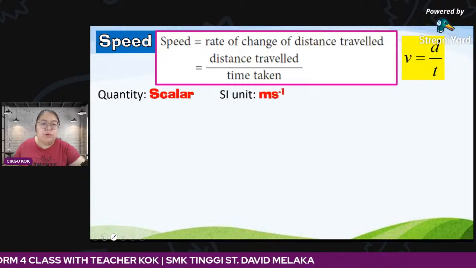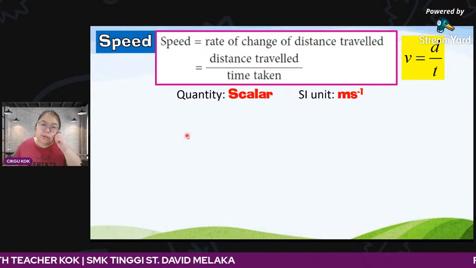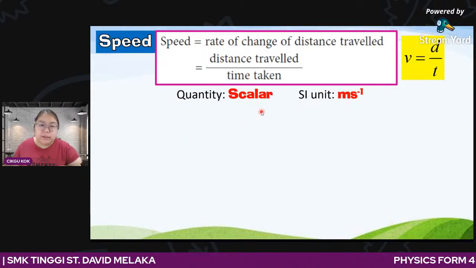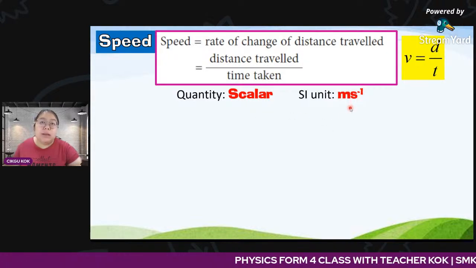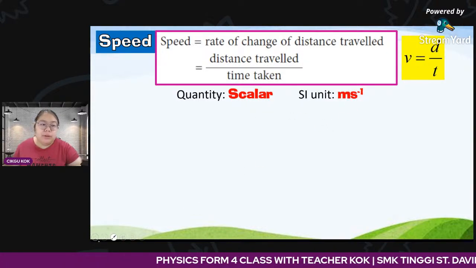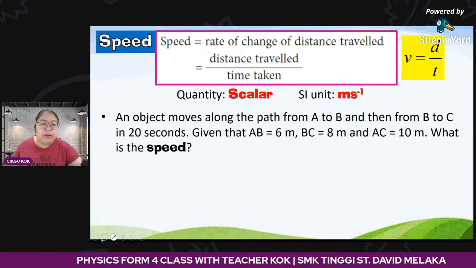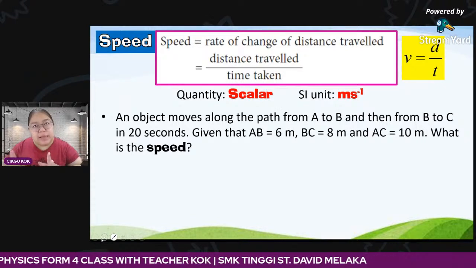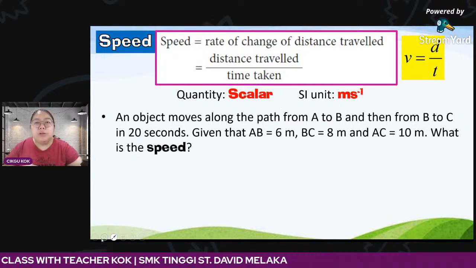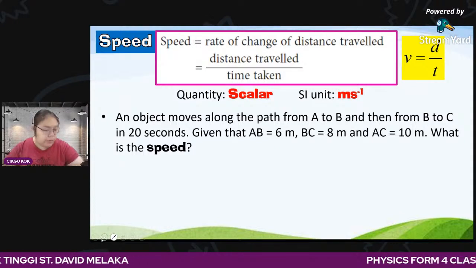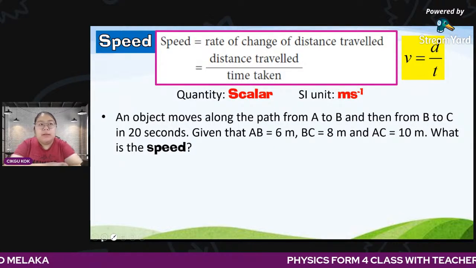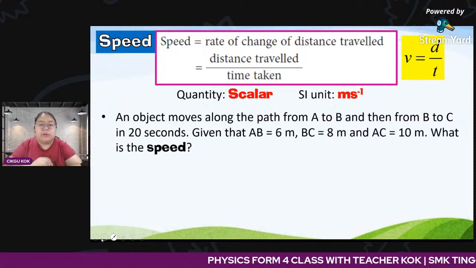Now, quantities that are scalar follow distance, so there is no direction. Then the SI unit is meter per second. Okay, now we have one example question. So students, you are ready to type your answer here. From here, you prepare your calculator. We go straightforward to answer this question.